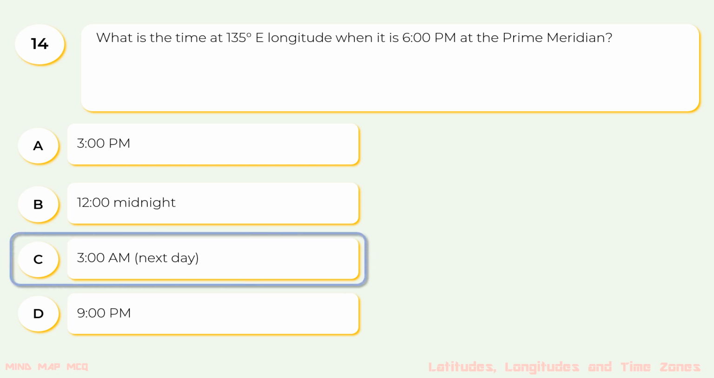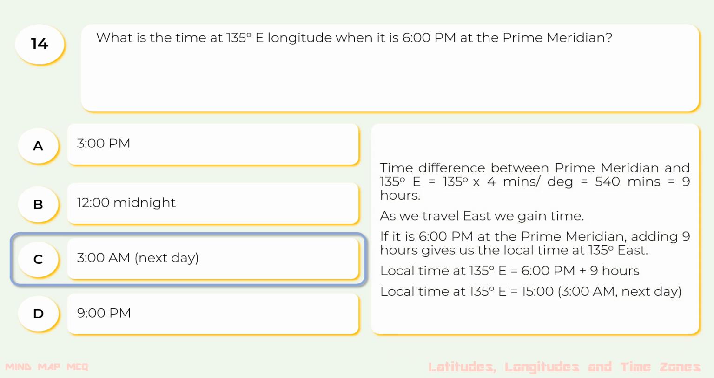3 am next day. Time difference between Prime Meridian and 135 degrees east will be 135 degrees multiplied by 4 minutes per degree, which equals 540 minutes or 9 hours. As we travel east, we gain time. If it is 6 pm at Prime Meridian, adding 9 hours gives us the local time at 135 degrees east. So local time at 135 degrees east will be 6 pm plus 9 hours, which is 3 am the next day.